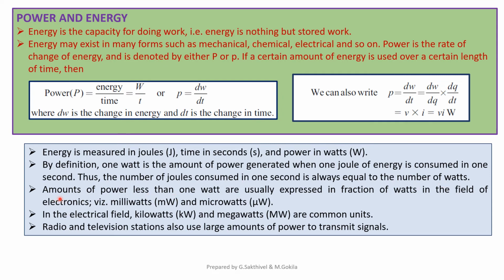An amount of power less than 1 watt is usually expressed in fractions of watts. In the field of electronics, power is expressed in either milliwatts or microwatts. In the electrical field, power is represented in kilowatts or megawatts. Radio and television stations use large amounts of power for transmitting the signals.